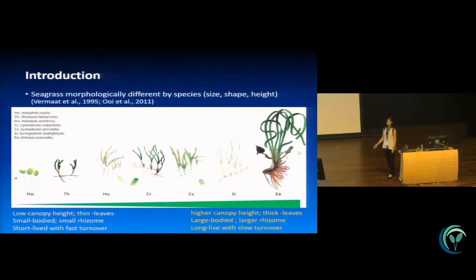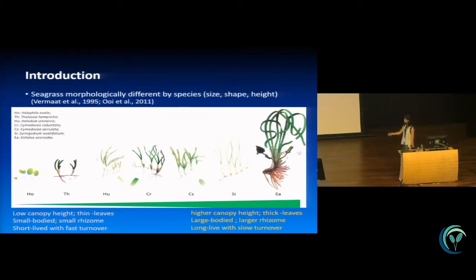Yep, we all know that seagrass is morphologically different in size, shape, and height. Even though they are the same species, sometimes they can be different in size as well. From here, we have the small species, with attributes like low canopy height and thin leaf. As you move on, you have the higher, bigger species here, and they have a higher canopy height, long leaf, and slow turnover.